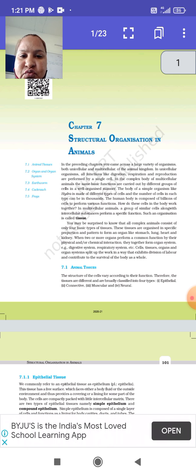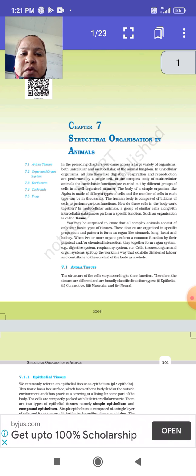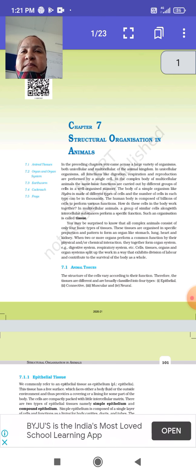Now, what are tissues? In multicellular animals, a group of similar cells along with intercellular substances perform a specific function. Such an organization is called tissue. Tissues are a group of cells which are of common origin but they perform different functions.